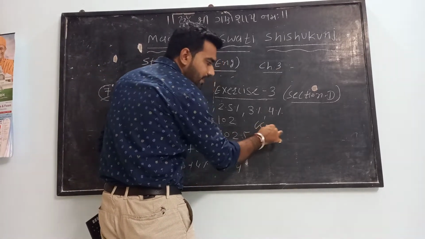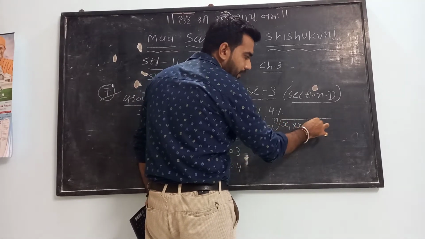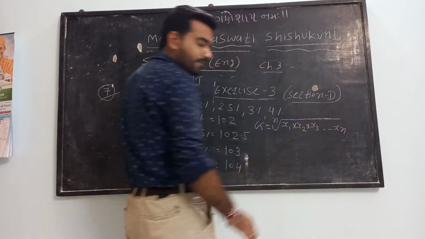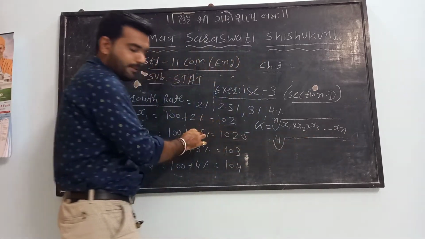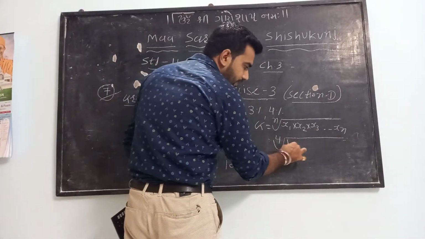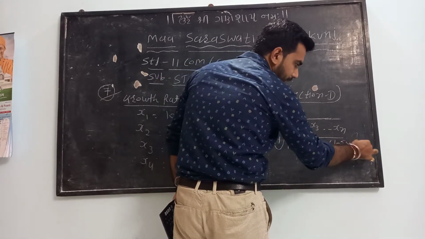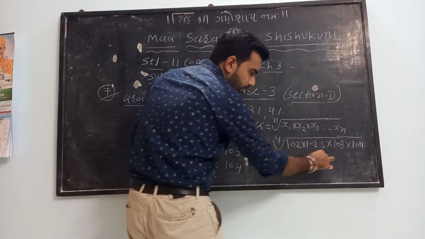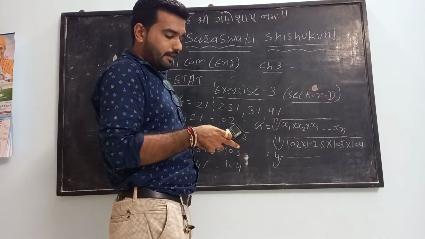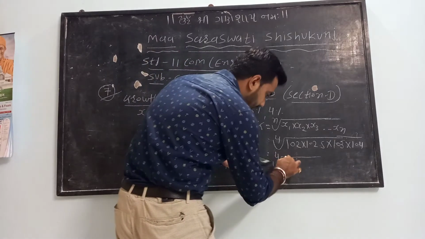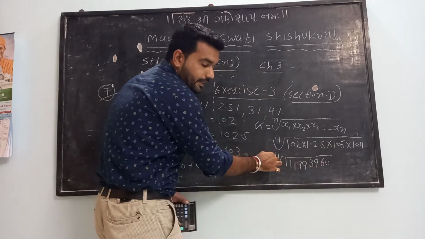The geometric mean G formula is the nth root of x1 multiplied by x2 multiplied by x3 up to xn. Here there are 4 observations, so the 4th root of x1 times x2 times x3 times x4, that is 102 times 102.5 times 103 times 104. The product is 111993960.